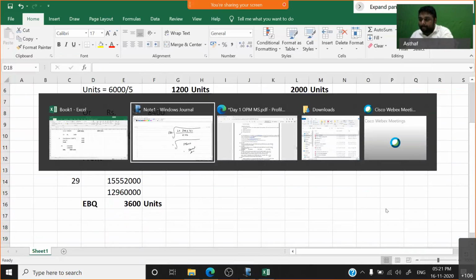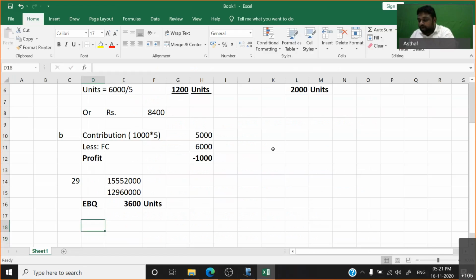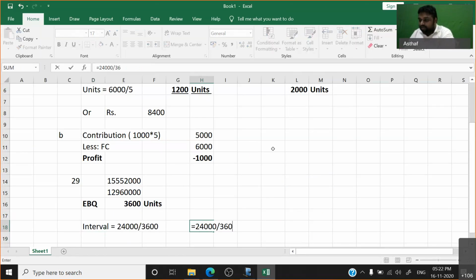What is next? What should be the interval between two consecutive runs? This type of question, a lot we have done in our group 1. So what is the interval? Listen very well. We have total requirement of 24,000. For each run, we are making 3,600. So total we have 24,000 divided by 3,600. That means 6.666 setups.